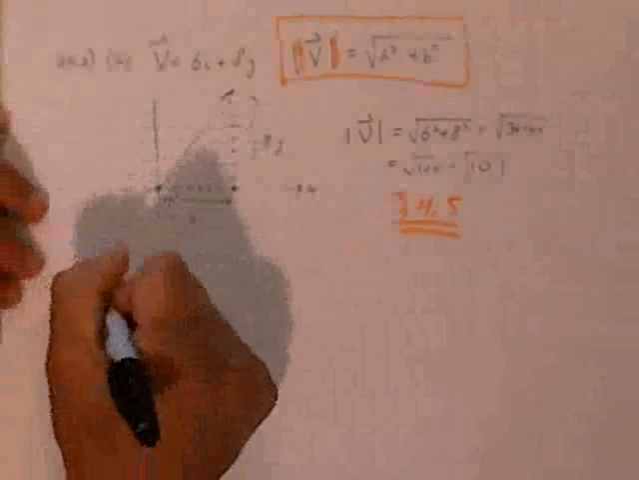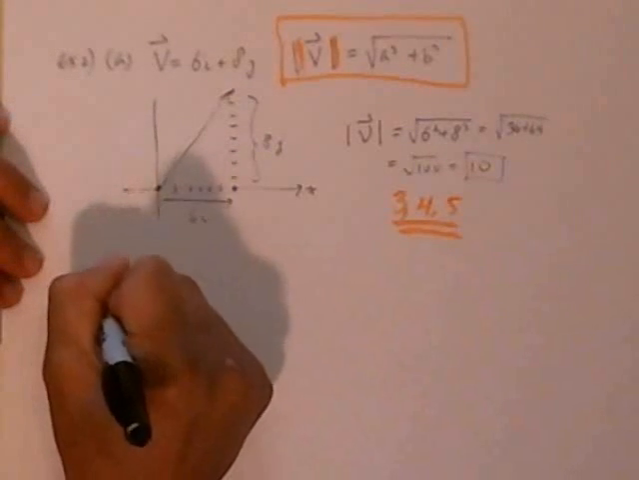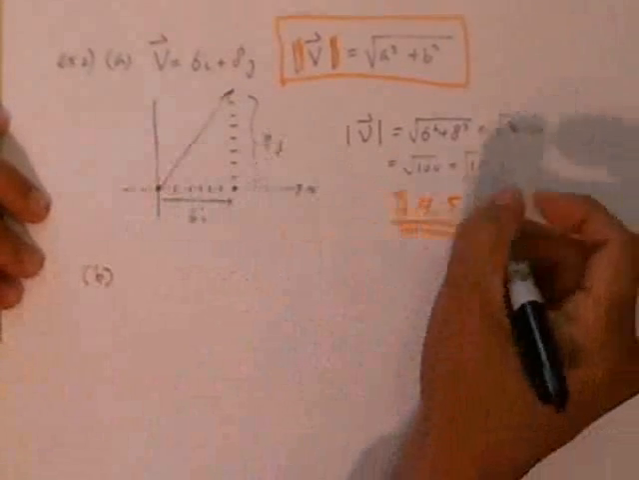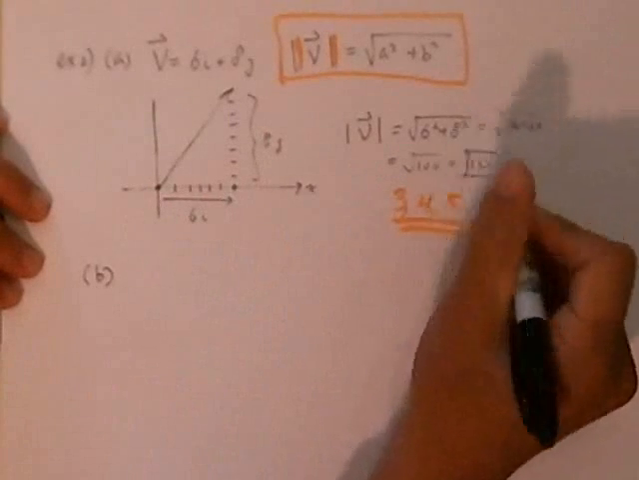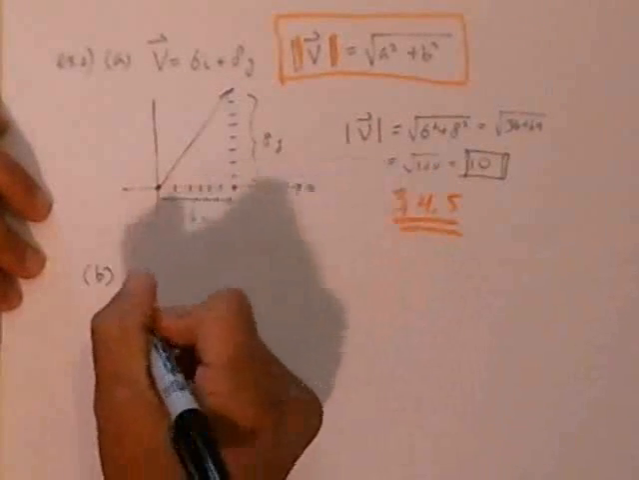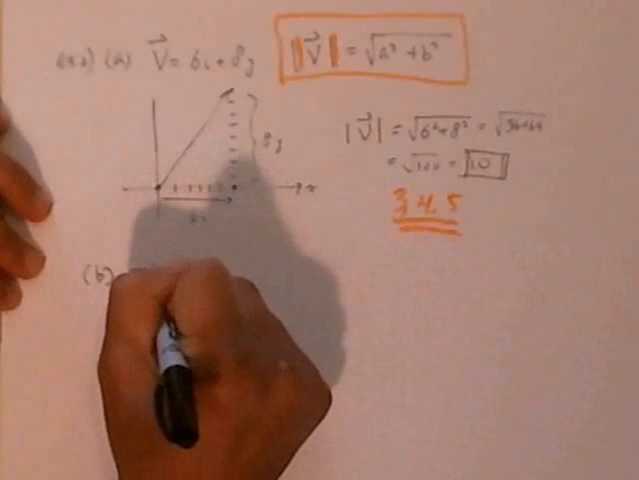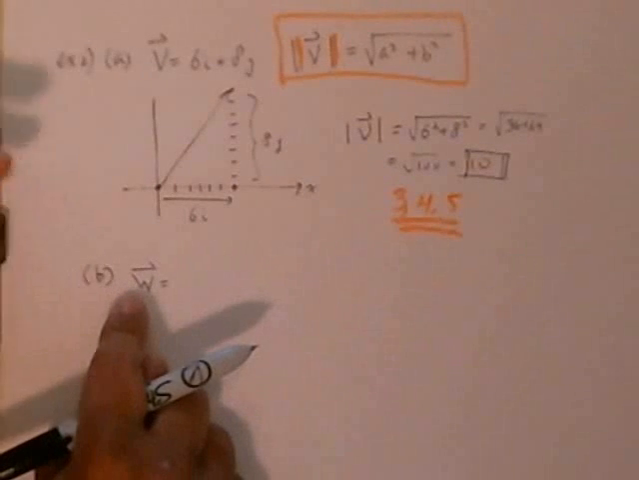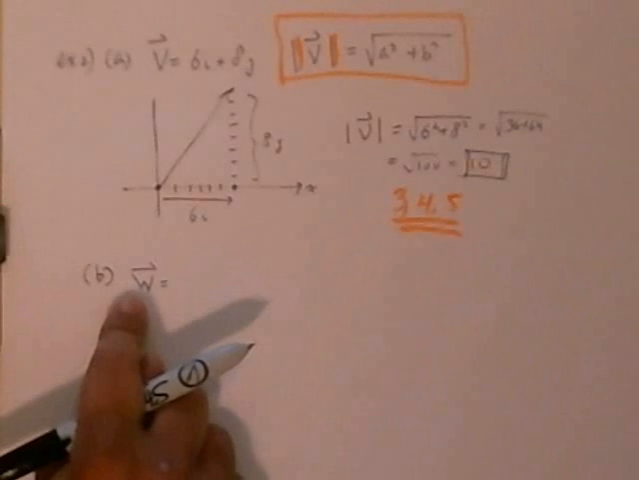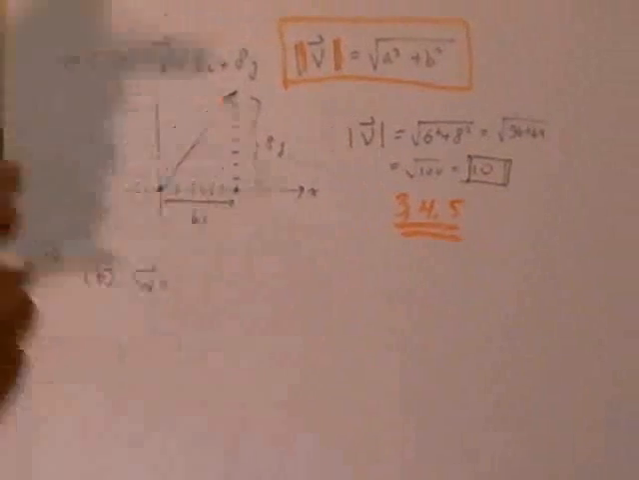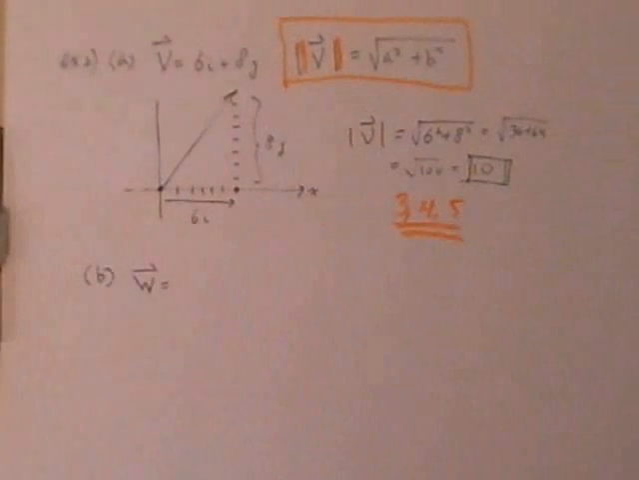Part B now. Oh, that's our answer right over here, 10. Part B says the vector w looks like this. Sometimes books will use, instead of using arrows on top, something a little bit different. They use bolded letters, and bolded letters mean vectors as well.